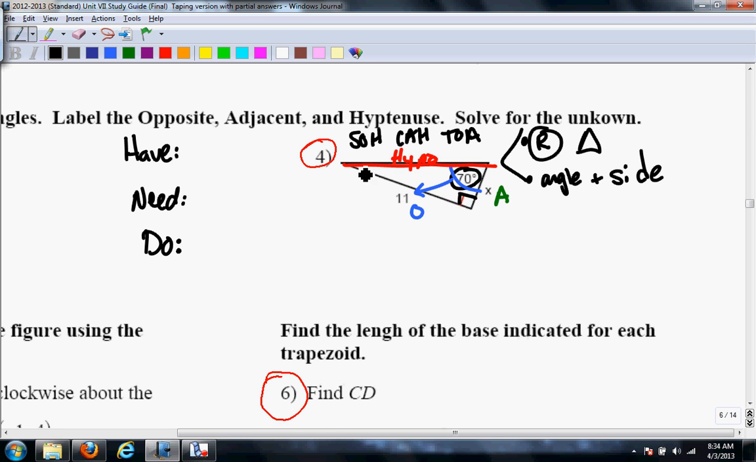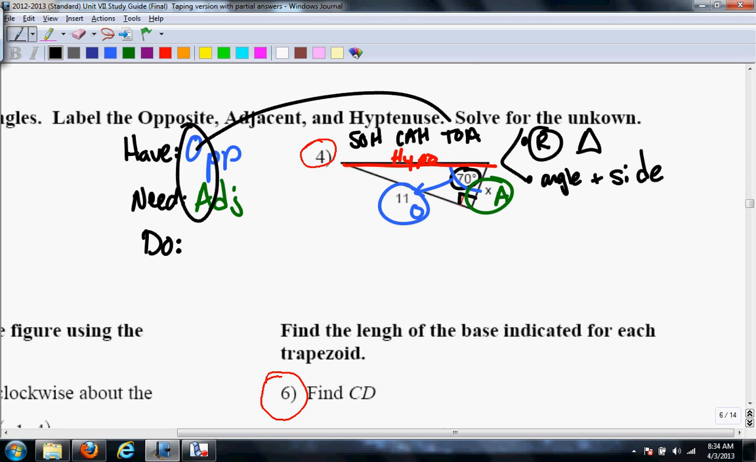We have here the opposite side. That's 11, so we write we have the opposite. We want the adjacent side, so we write adjacent. I have an OA combination or AO, it doesn't matter which way you go, and that with an OA combination means TOA. Very, very important. Write out the equation before you do the plugins.